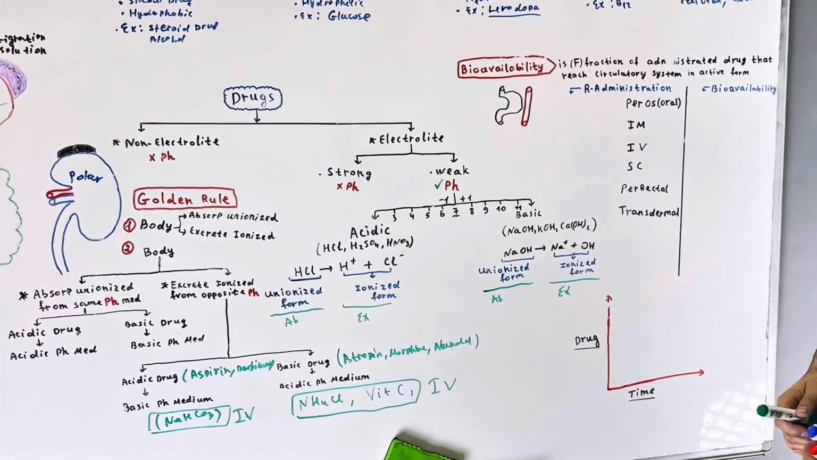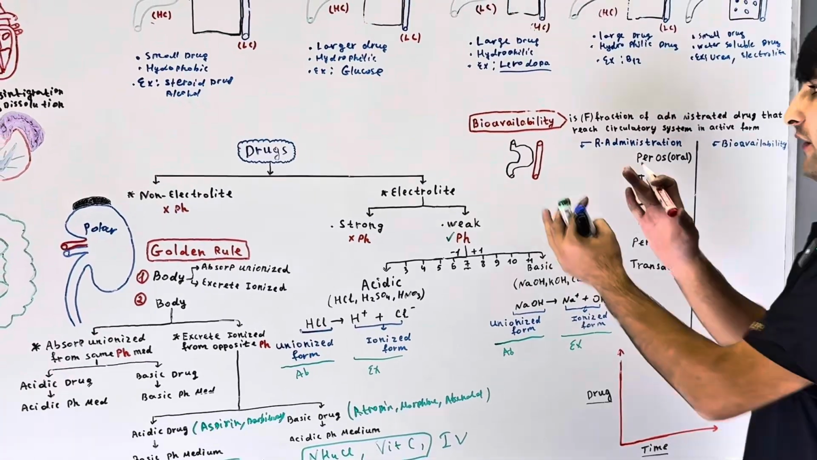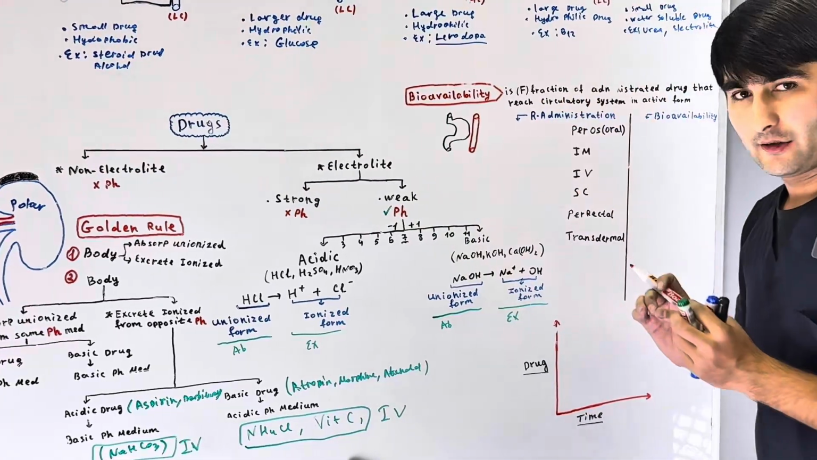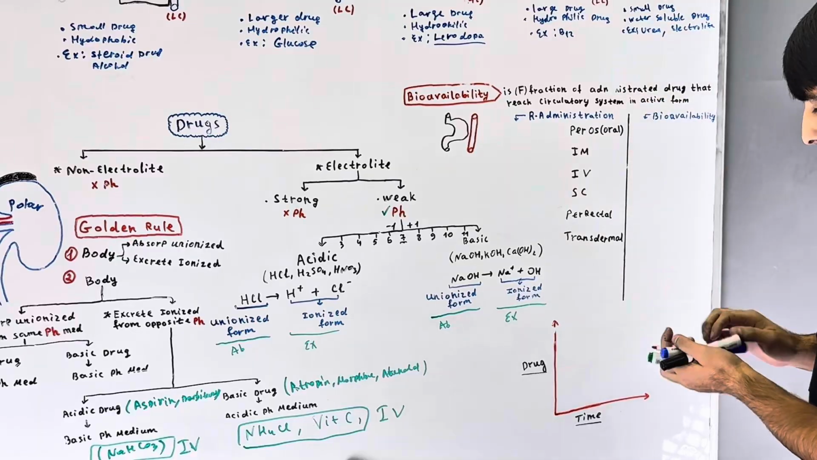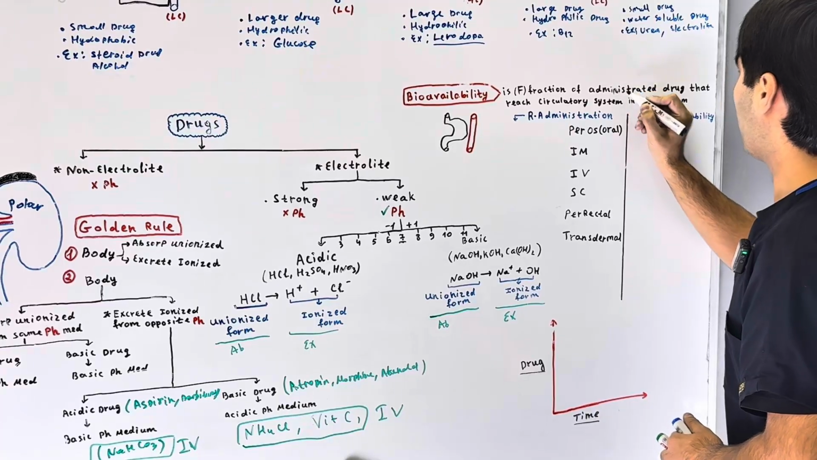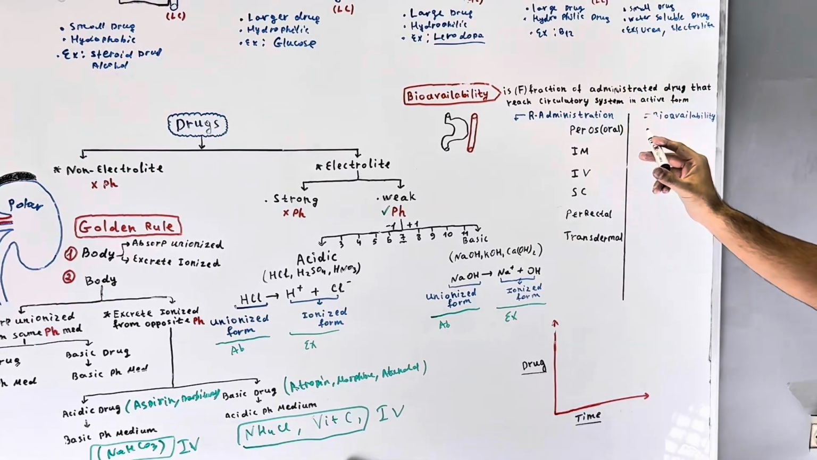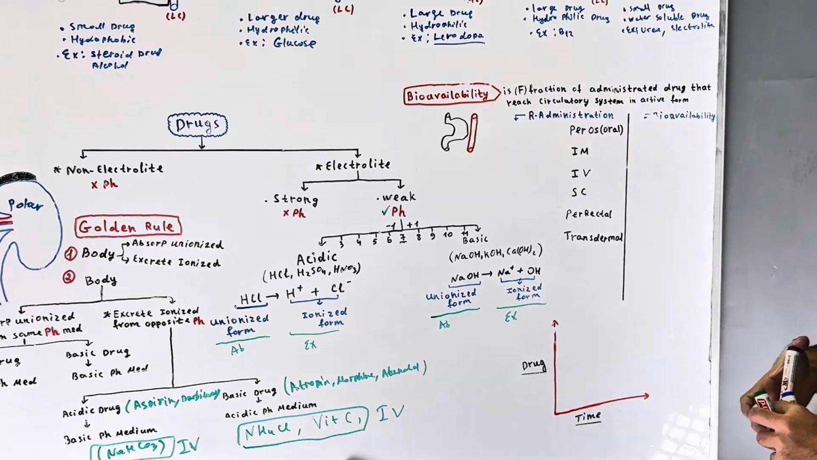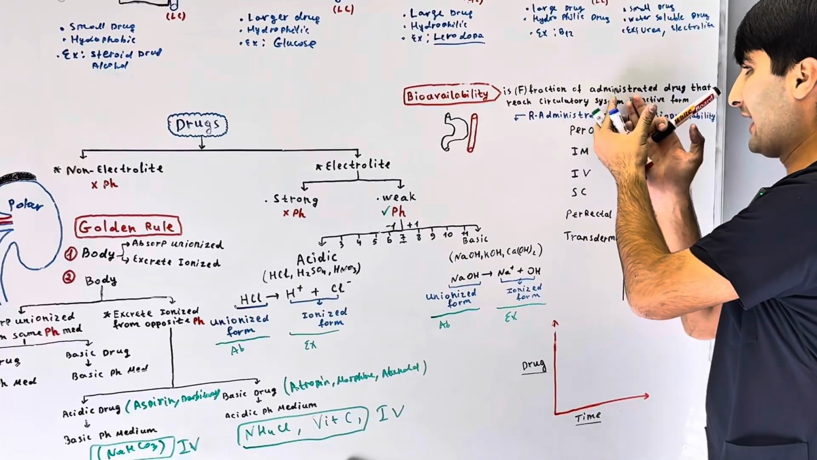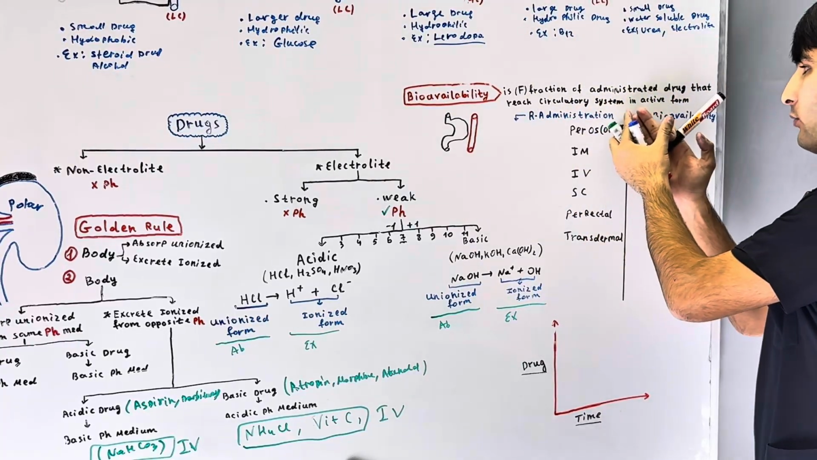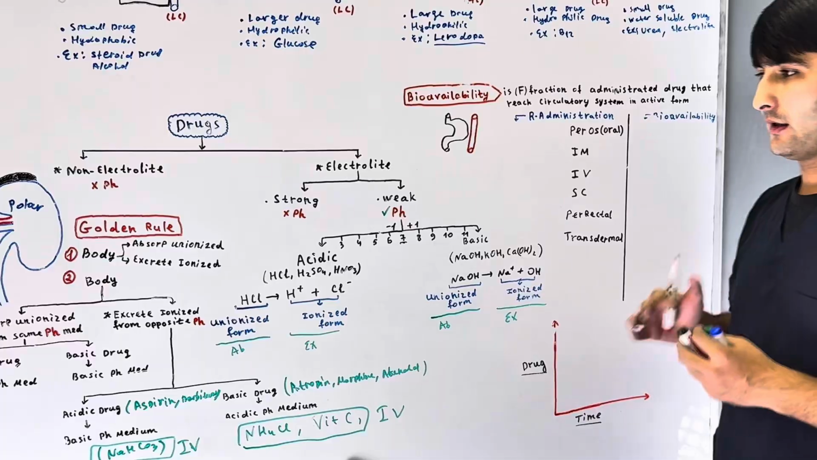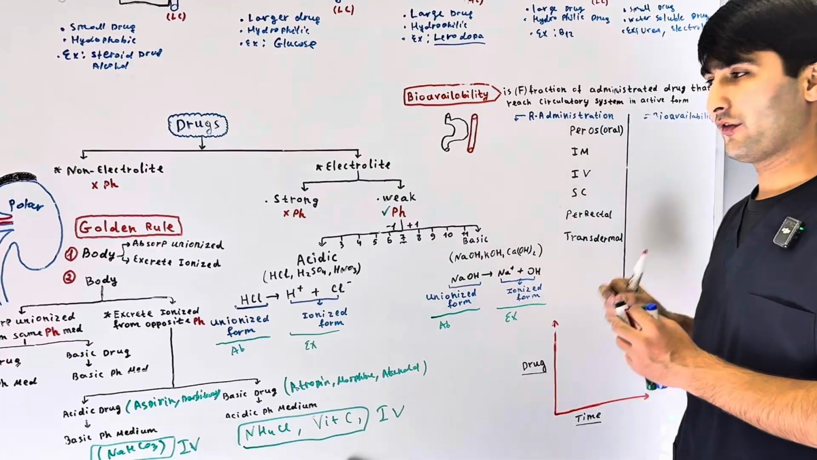Now let's go on to explain another part of absorption, which is bioavailability. So what is bioavailability? It is the fraction or percentage of administered drug that reaches the circulatory system in active form. This is called bioavailability. Once again, I will explain it to you. It is the fraction or percentage of administered drug that reaches the circulatory system in active form. This is called bioavailability. So there is a different ratio of bioavailability in the different types of administration.